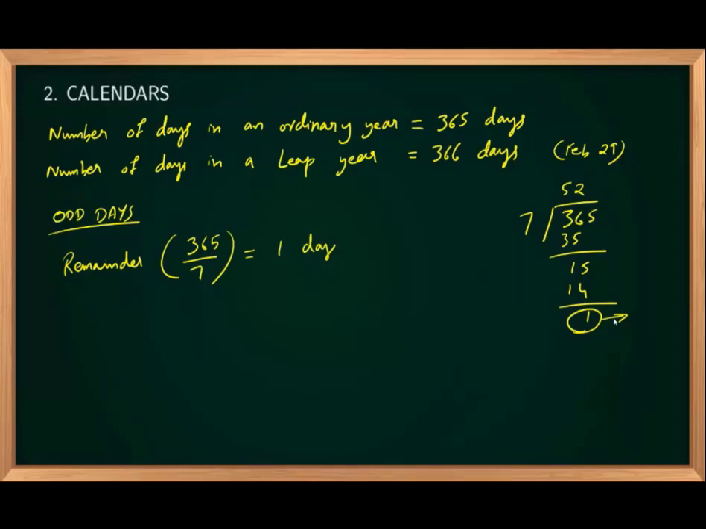Okay. Then find the number of odd days in 366 days. That means in a leap year, find the number of odd days. Tell me the answer quickly. 2, obviously, because 365 days is 1 day, so 366 days is 2 days. Okay, fine.